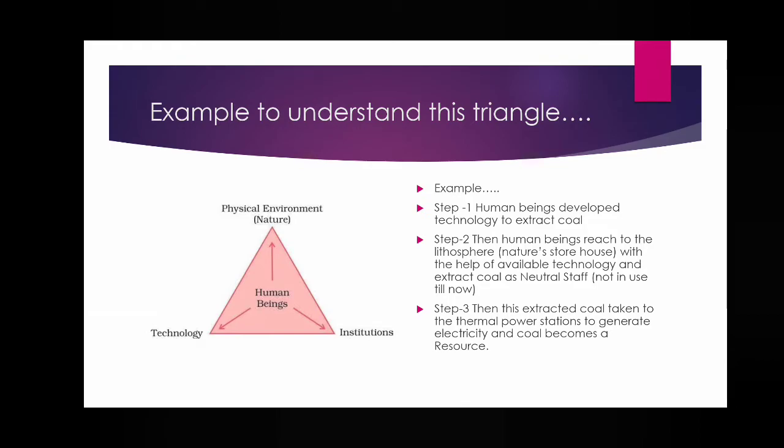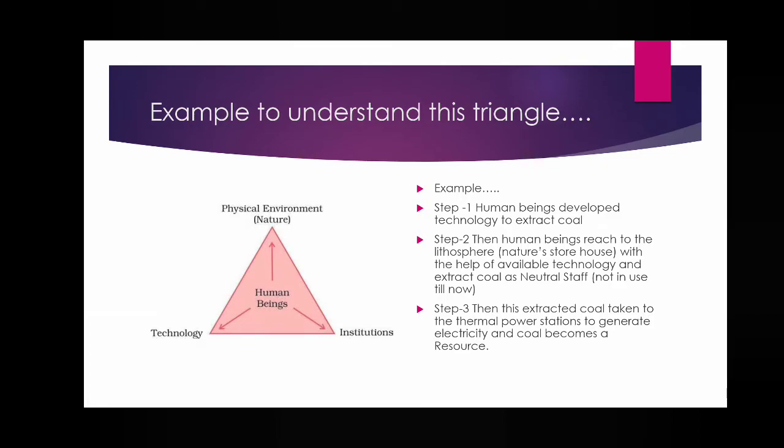Then we have gone to which place? Nature. Then we are knocking the door of nature, and we are collecting the things as neutral stuff. What is the neutral stuff here? Coal. Why is the coal called neutral stuff here? Because it is not in use till now. We have extracted coal from nature as a neutral stuff, then we have taken this coal to which place? Institution, like a thermal power station.